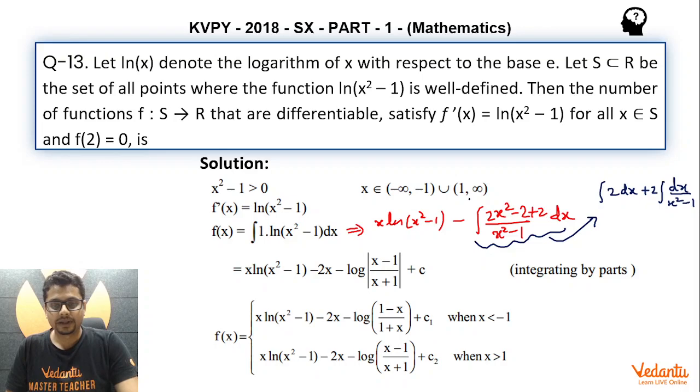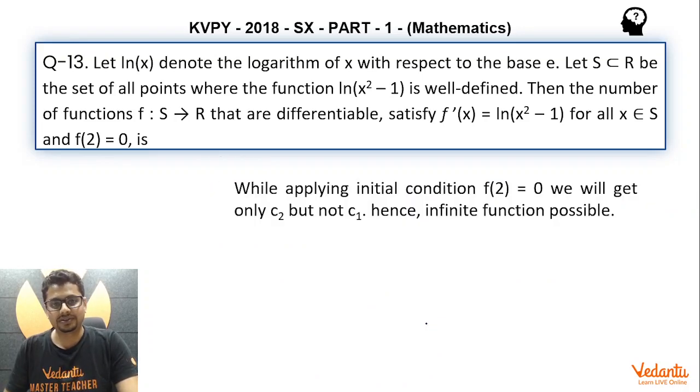So here C2 can be found out using f of 2 equal to 0, because this is f of x when x is greater than 1. So C2 can be uniquely determined. You put x to be 2 and f of 2 is 0, so you can find C2. But C1, the arbitrary constant, can't be fixed based on the given information. So as per the given information, C1 can be any real value, so to speak. Hence, f of x overall can be infinitely many, there can be infinitely many such functions.